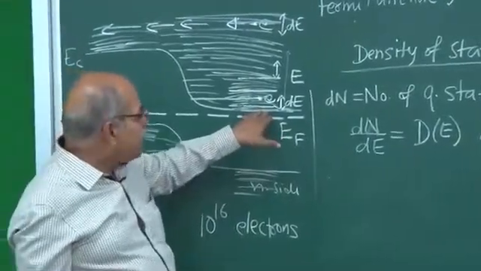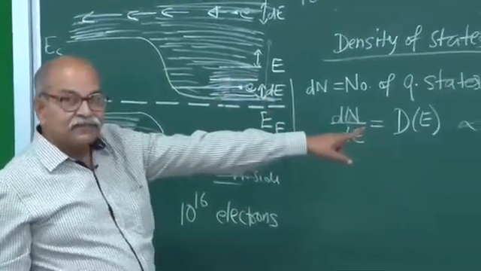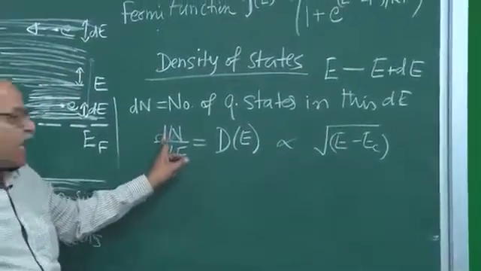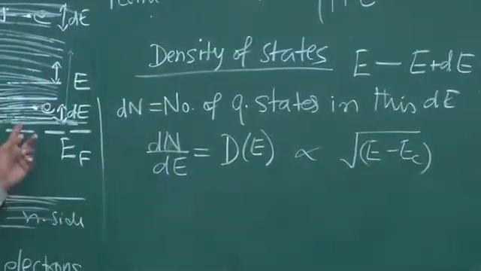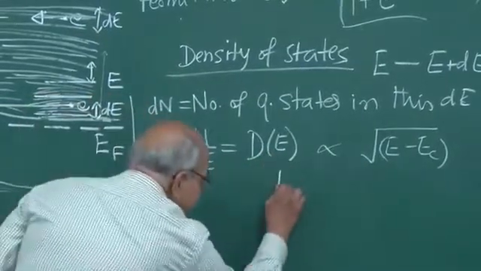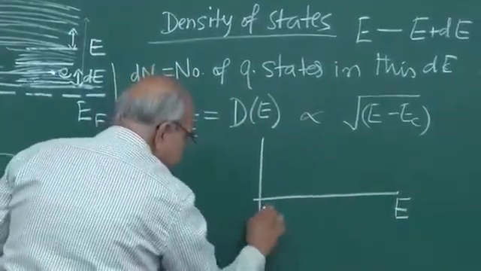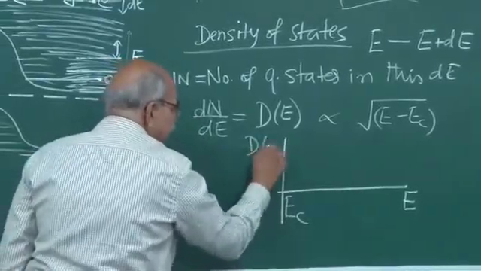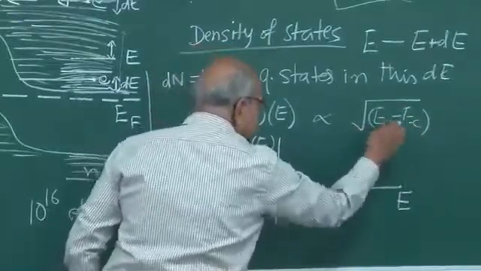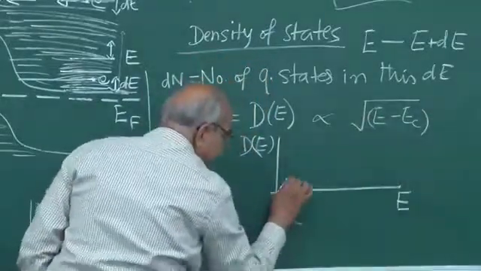The number of quantum states available in a given dE is proportional to this. So as you increase E, this number is going to increase. At E equal to EC, right at the bottom of the conduction band, this number is 0. If I plot D(E) here, with this axis energy E, and this point energy EC, and this I am plotting D(E), how will that go? D(E) is proportional to the square root of E minus EC. So at E equal to EC, it should be 0, and then it is proportional to this. So it will go like this.